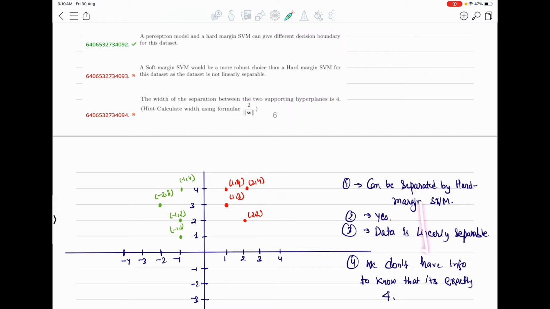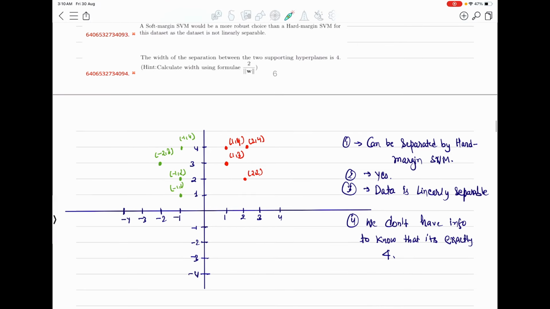Also, next is to know that the width of the separation between the two supporting vectors is 4. Okay, so we don't have the optimal W for which it happens or anything like that. So we don't have enough info to comment on this. That's why this option is also incorrect.